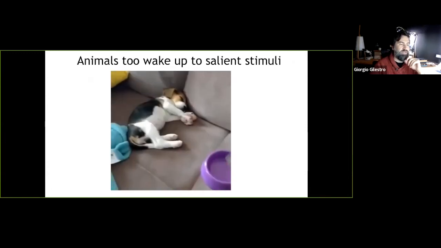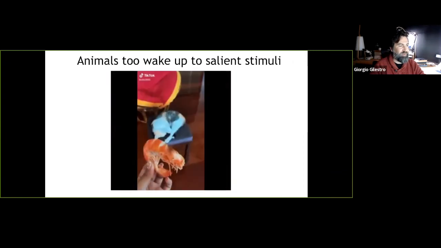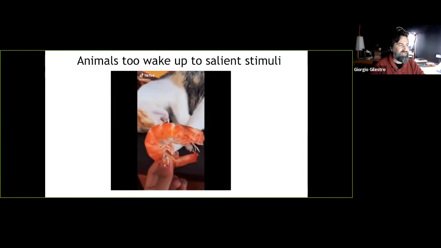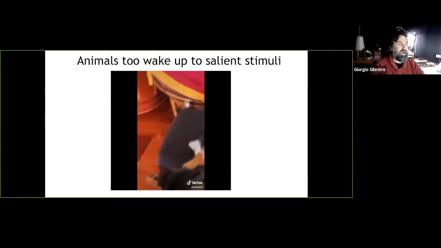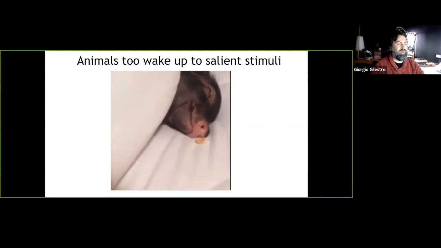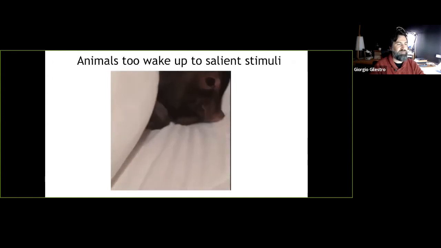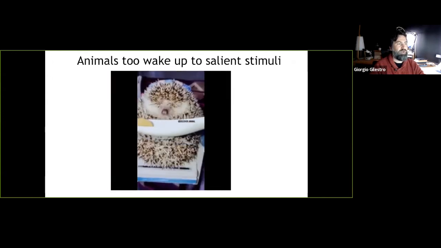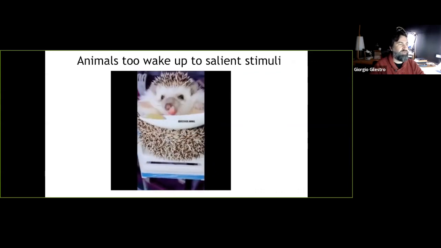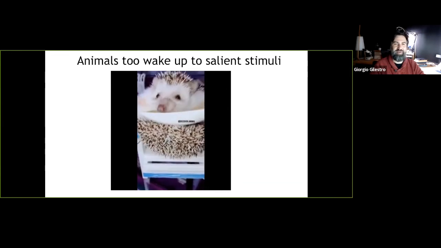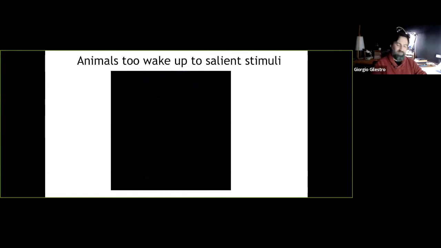We know that this is true in animals as well. This is an example of anecdotal evidence that you can find on YouTube or TikTok, like I did: animals waking up to olfactory stimuli that are being prompted by their owners during sleep. There are plenty of these examples, not really very well investigated in the literature, but this is one of the things why the internet is interesting. You can find this evidence on YouTube and TikTok and Twitter, and it is common sense.